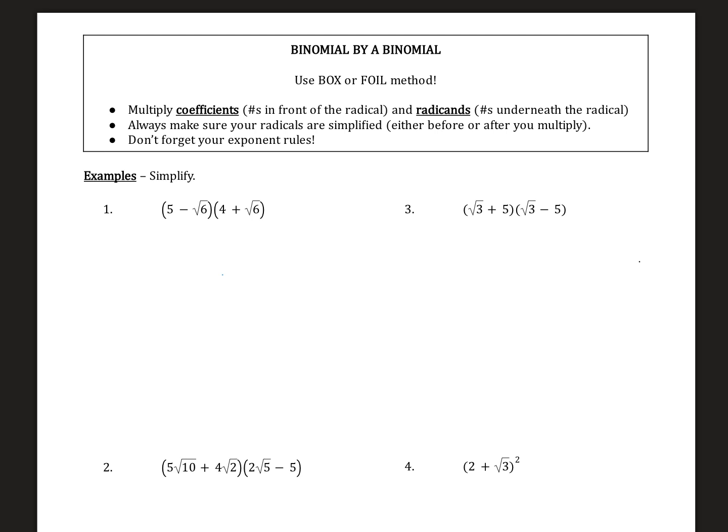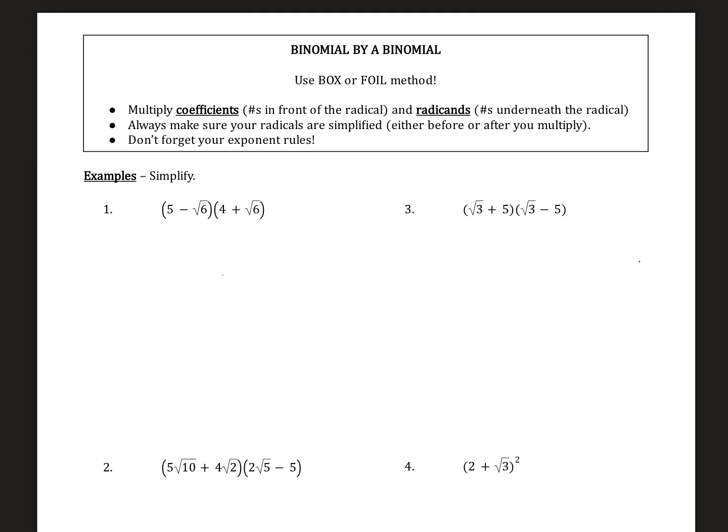Hi, this is Mrs. Baxter, and today we are going to continue our discussion of multiplying radicals, but we are going to be multiplying binomials, or two terms, by a binomial, which is another two terms. So if you look at your examples, you can see we have binomials in parentheses multiplied together. So there's two ways we can do it. We can do either the box method or the FOIL method.